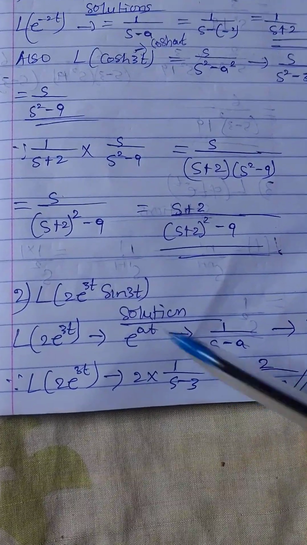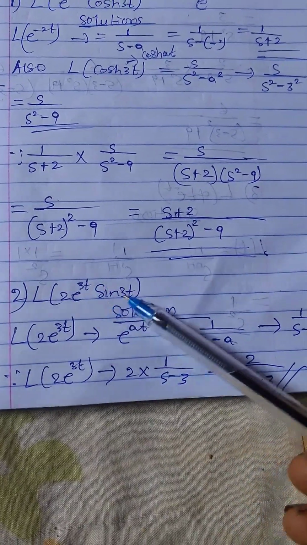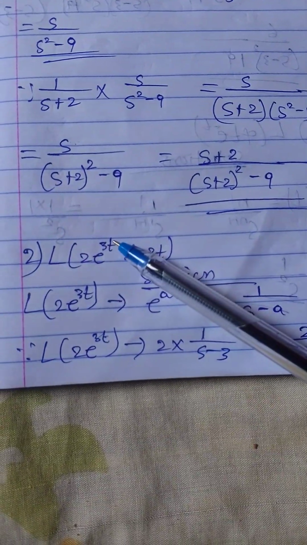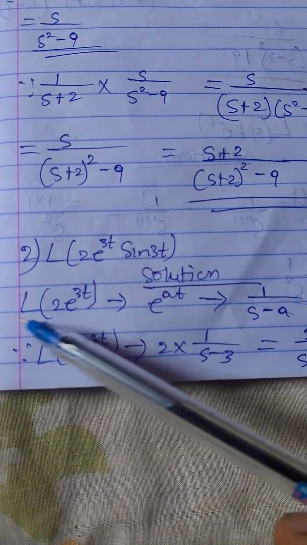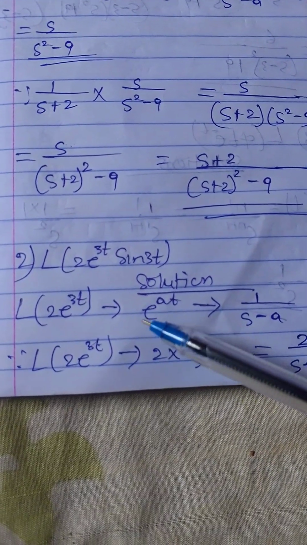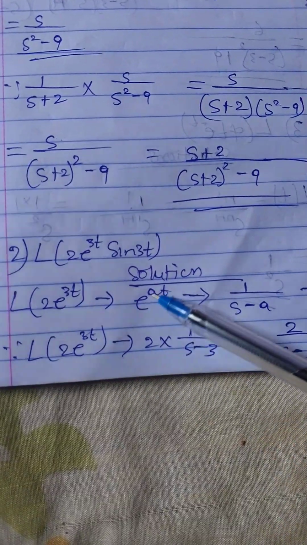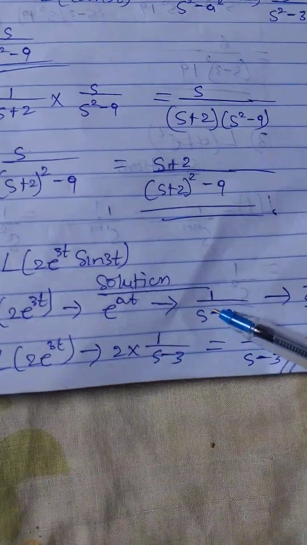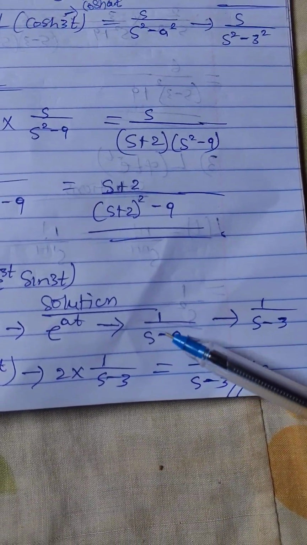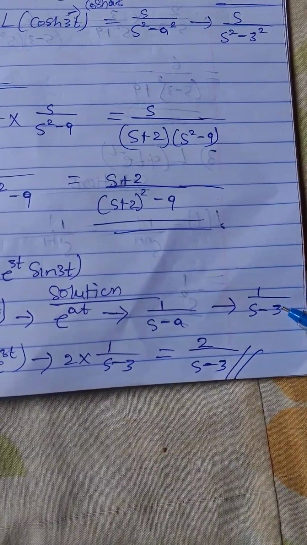Now I have question number 2. It says we have to find the Laplace transform of 2 e raised to the power 3t sine 3t. Solution: to solve this, I have to find the Laplace transform of each of these, right? Finding the Laplace transform of e raised to the power 3t, it is in the form of e raised to the power at, so my answer will be in the form of 1 over x minus a. My a here is 3, so 1 over x minus 3.